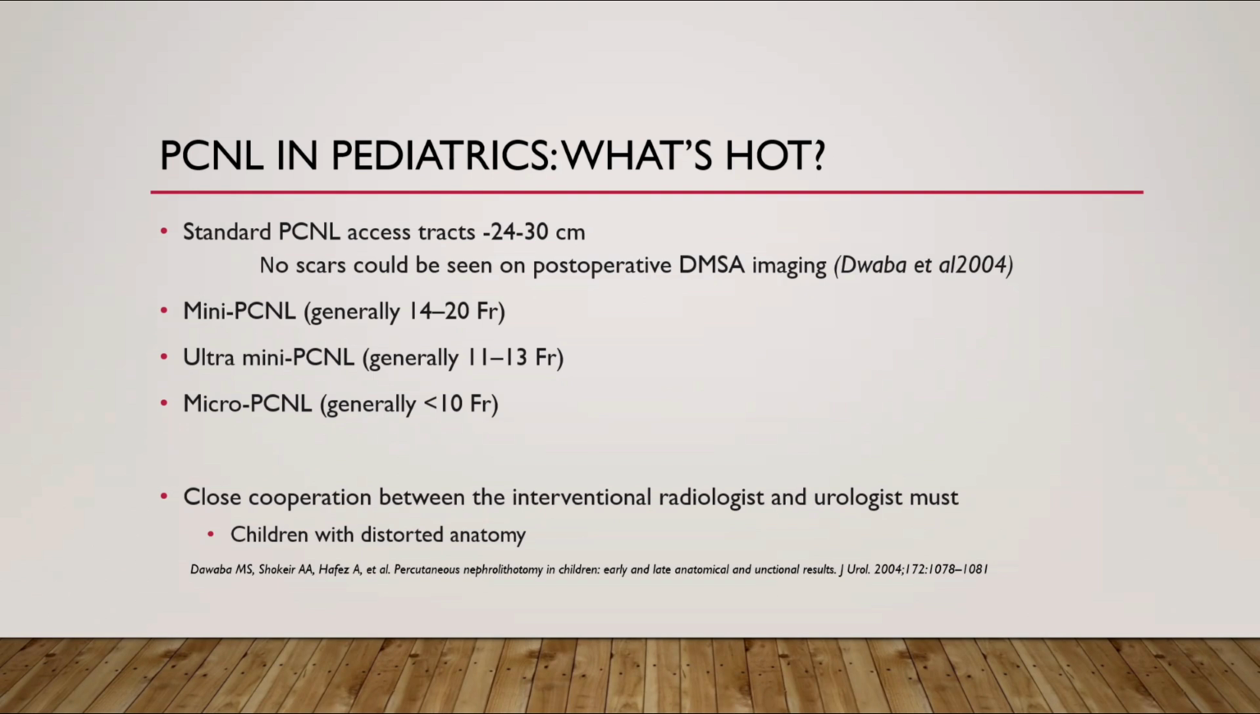However, today there is a trend towards smaller tract size with decreased bleeding risk and similar success rates. As such, mini PCNL, ultra mini PCNL, and micro PCNL have been introduced. But close cooperation between the interventional radiologist establishing the initial tract and the urologist performing the lithotripsy is key to successful clearance and avoidance of complications. This particularly becomes important in pediatric patients with specific anatomic anomalies like scoliosis, where the expertise of an interventional radiologist may be required to gain access in such patients.